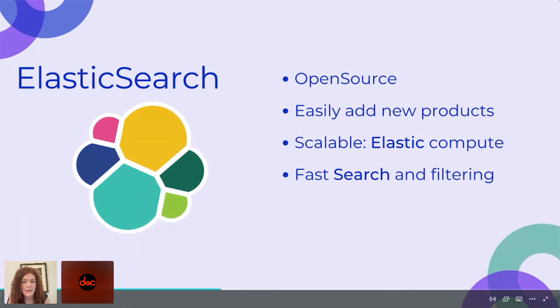Another option I've seen work really well is Elasticsearch. The reason this can be really beneficial, again, is that it is an open source product. It's very easy to add new products. You can very quickly just include another product with its embeddings, and it's very fast to do that. It's also extremely scalable because of the elastic compute, as you might be able to tell from the name. And it's very quick for searching and filtering.